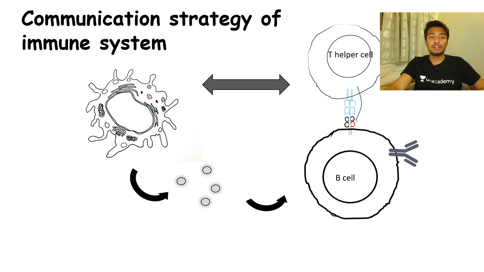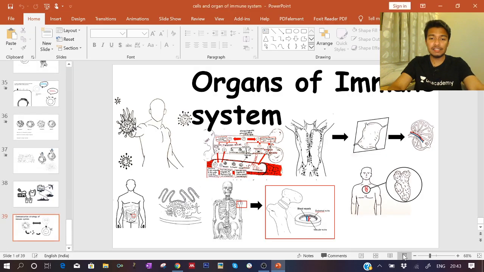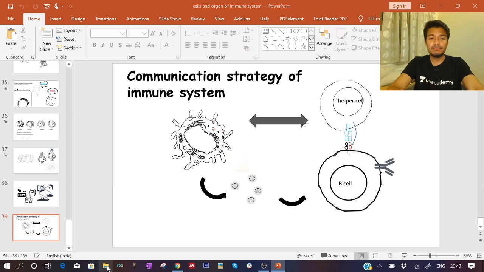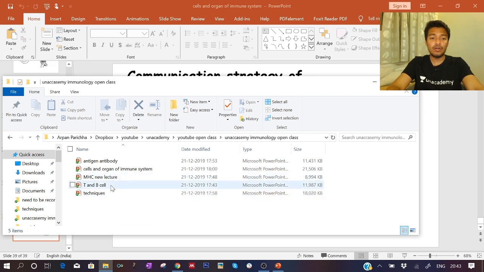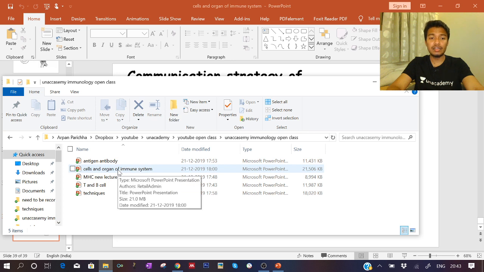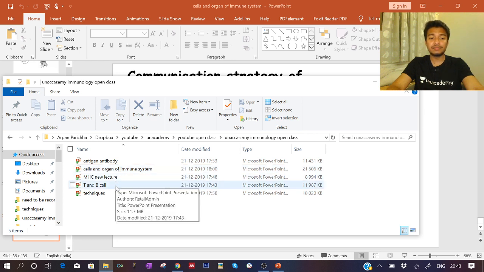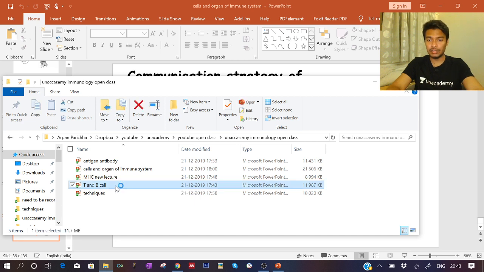So the communication strategy that they take is cytokine-mediated responses. That pretty much summarizes the immune system, the cells and the organs of the immune system. Now what we should start is to try to understand the development of the T cell and the B cell. We will go really slowly because it's a very long topic.